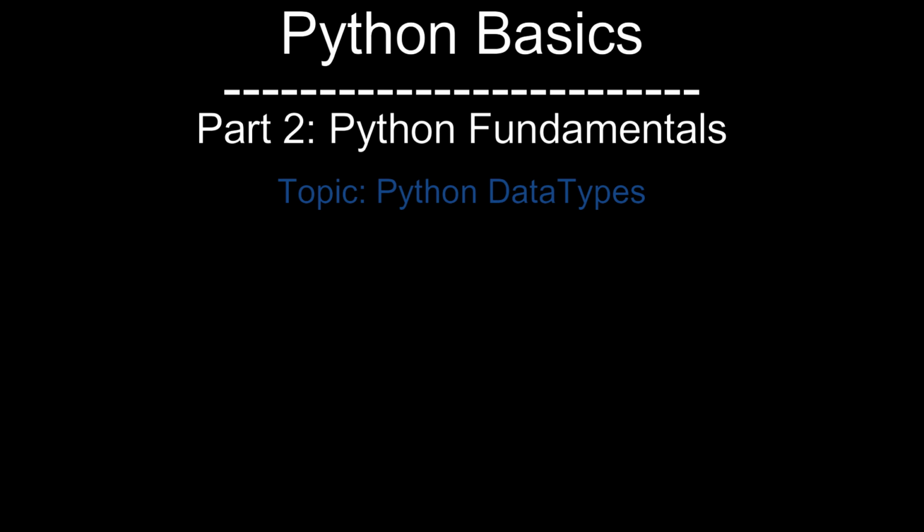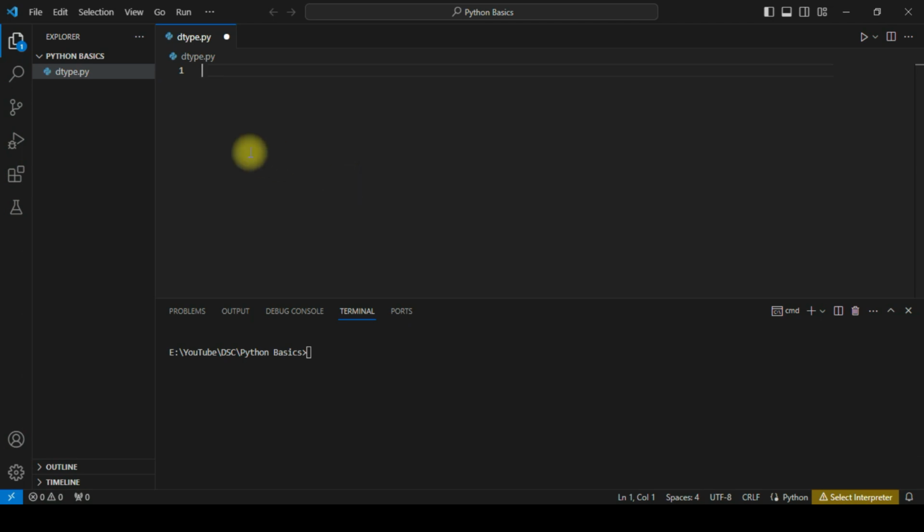So let's go ahead and define them and understand them, like we just did with variables, but let's have more fun with this. Go ahead, create a file and name it dtype.py or whatever name you pick. Let's start with an integer. For example, age is equal to 10. That's an integer, so let's comment it.